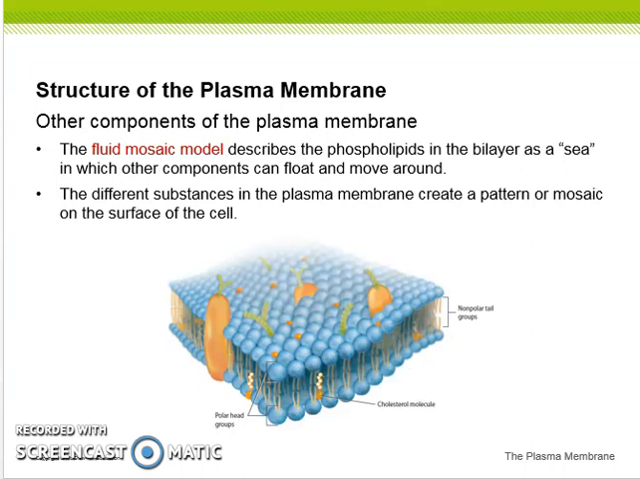The fluid mosaic model, so important and most definitely on your test, describes the phospholipids in the bilayer as a sea in which other components can float and move around. The different substances in the plasma membrane create a pattern or mosaic on the surface of the cell.